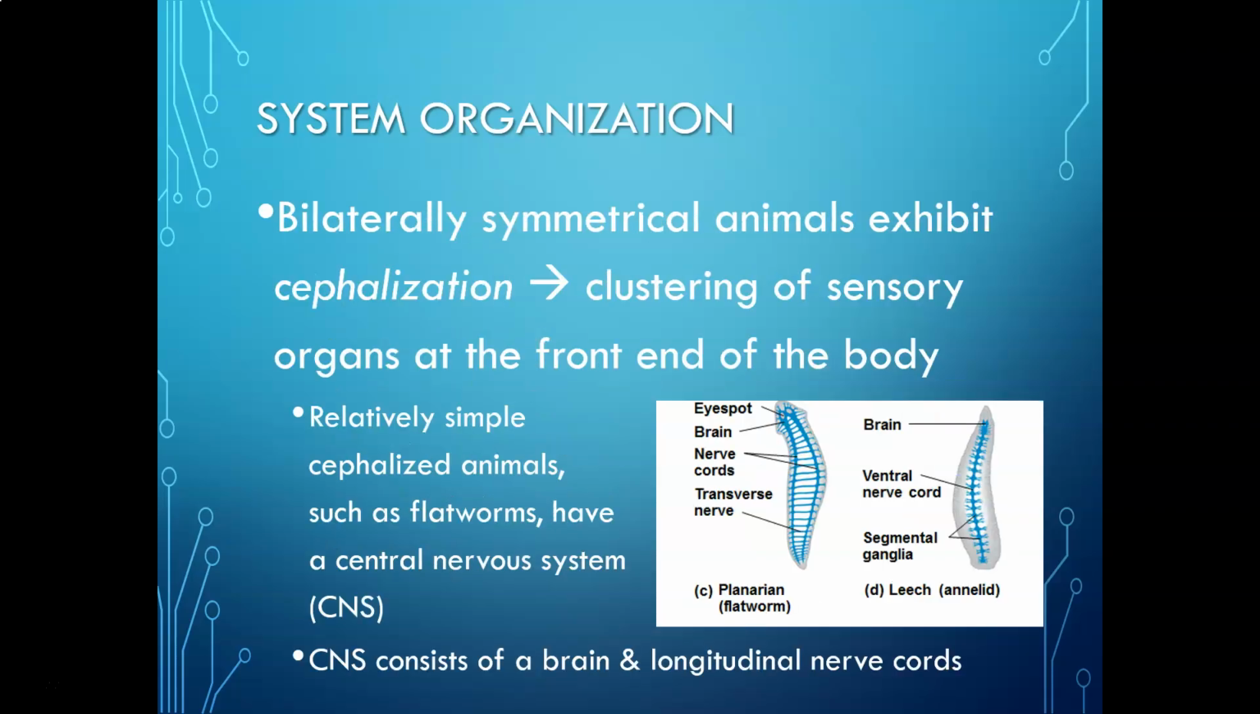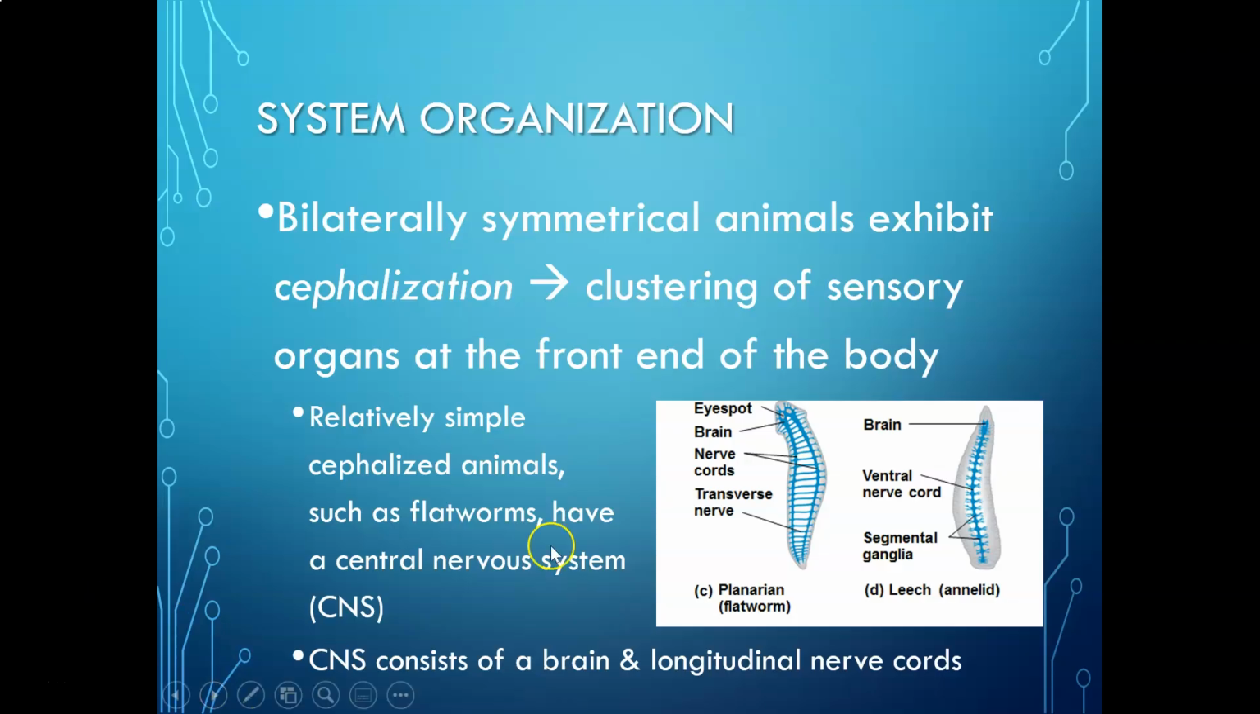We get to bilaterally symmetrical animals, and all of a sudden we start exhibiting this idea of cephalization. What does that mean? That means that we now are starting to get some sort of very rudimentary brain structure, this clustering of sensory organs at the front of the body. So if we look at things like planaria or these leeches, these guys have incredibly simplistic cephalization setups, but they do have, by definition, a central nervous system. They've got a simplistic brain, they've got nerve cords, and they've got nerves that then branch off of that cord itself.